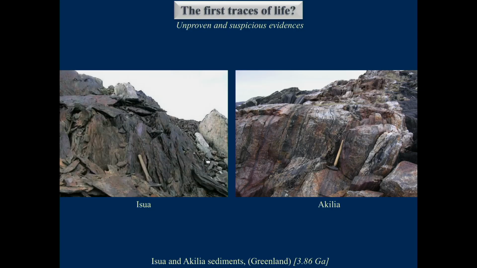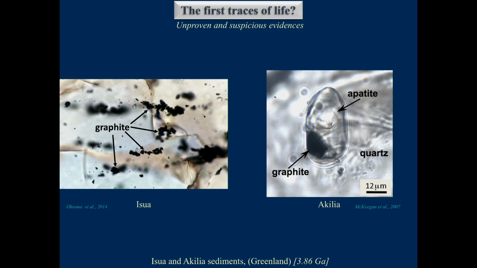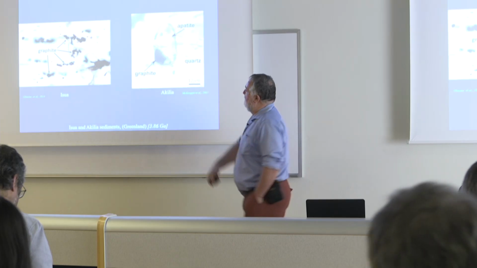And the last evidence is provided in different places. These ones are in Greenland. And in these rocks, it's possible to find, for instance, here, an apatite crystal. Apatite is a phosphate. And that contains graphite. And here there is graphite. These rocks are 3.86 billion years old. So they contain graphite.